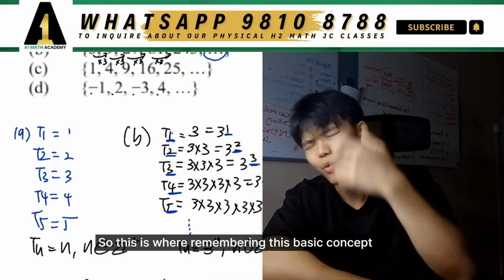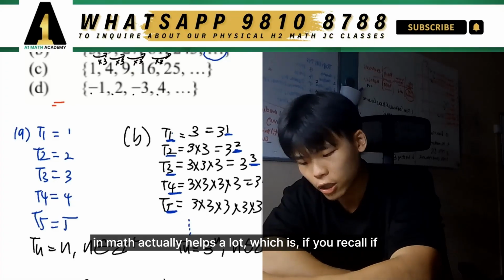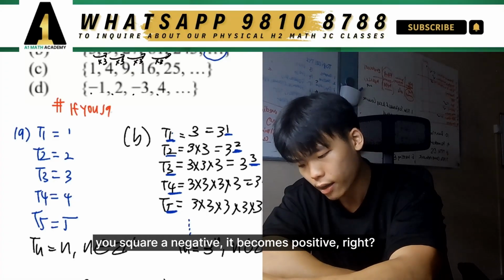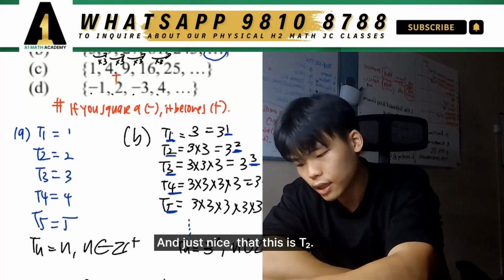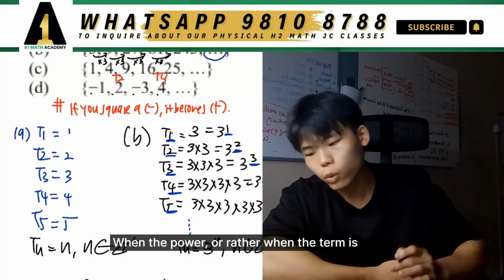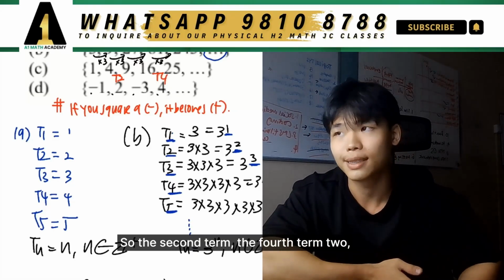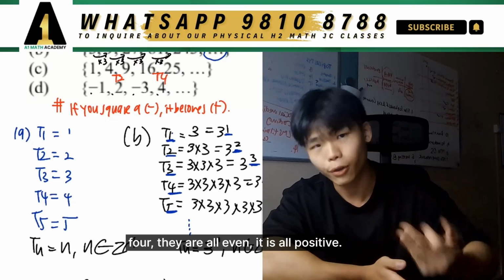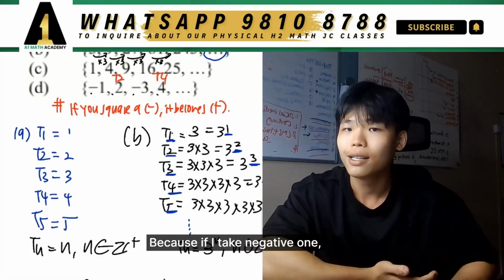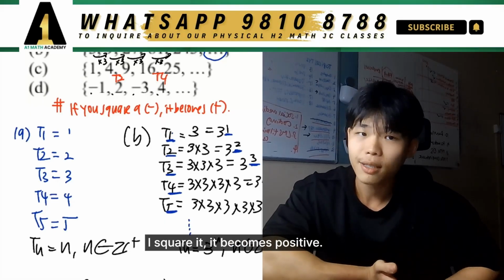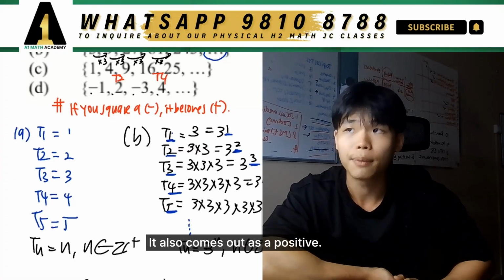So this is where remembering this basic concept in math actually helps a lot, which is, if you recall, if you square a negative, it becomes positive, right? And just like that, this is T2, this is T4. When the term is an even numbered term, so the second term, the fourth term, 2, 4, they are all even. It is all positive, which means that it fits what we already know, right? Because if I take -1, I square it, it becomes positive. When I take -1, I raise it to the power of 4, it also comes out as a positive.